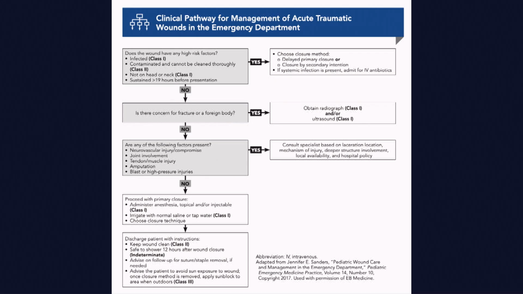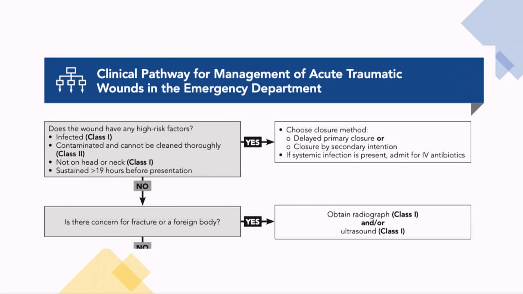So this is one of the approaches you can take home. Initially we have to consider whether the wound has high risk factors, whether it is infected, contaminated, or on the head or neck. You choose the closure method based on that. If not, you look at the second category, whether there is a fracture or a foreign body. If it is there, obtain a radiograph, ultrasound or imaging and manage accordingly.